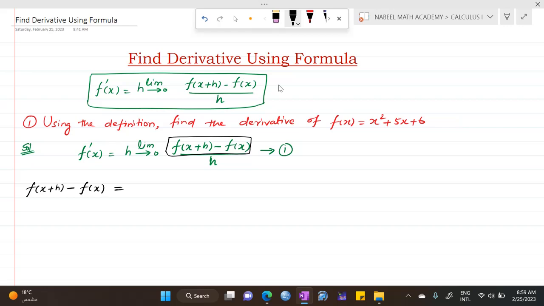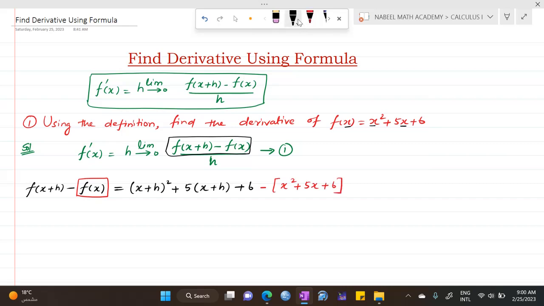If it is x, I have to replace x here and here. So here you will have x plus h. I will replace it: x plus h whole square plus 5 times x plus h plus 6. This first part is over. Now the next part is minus f of x, which is the given function, x square plus 5x plus 6.